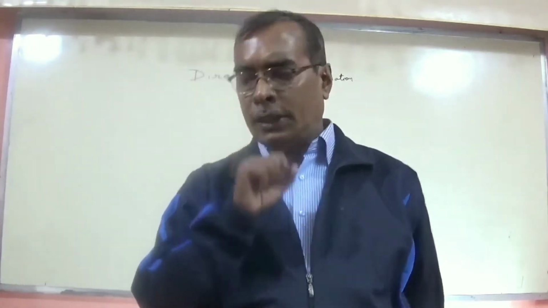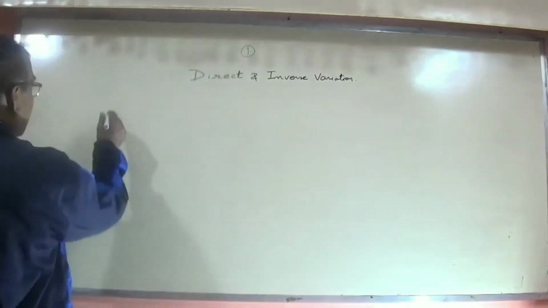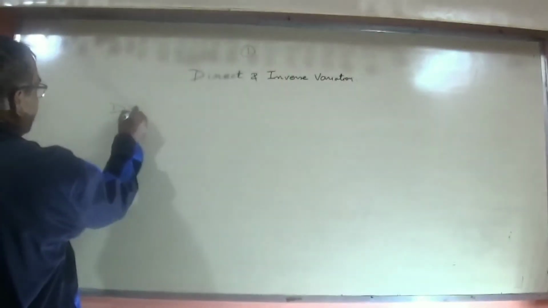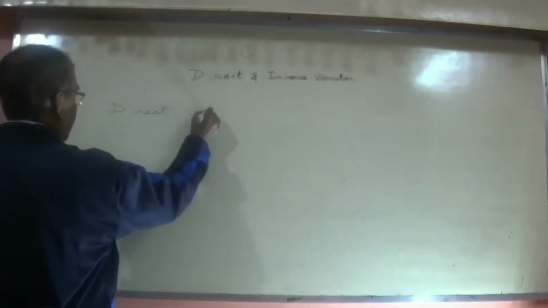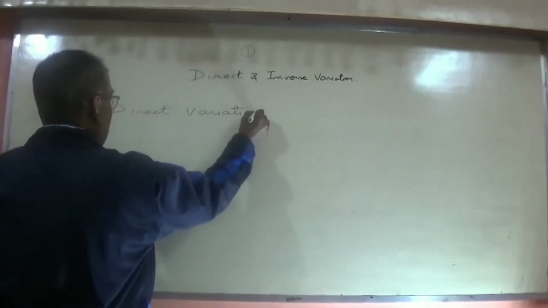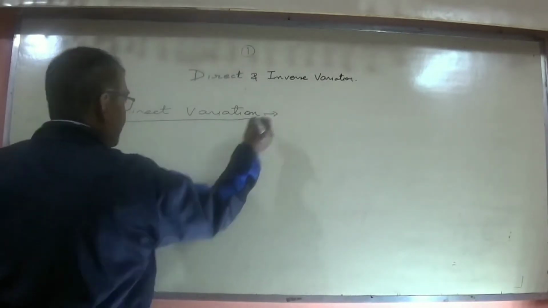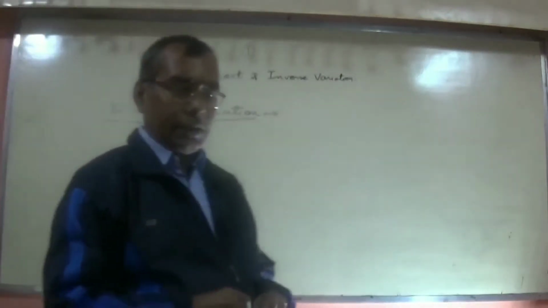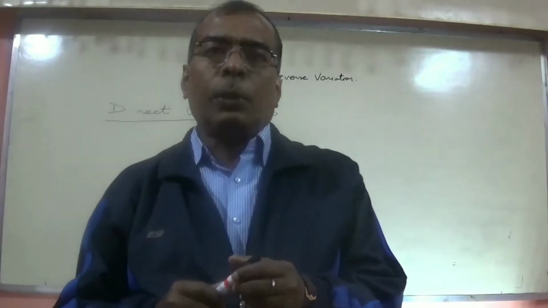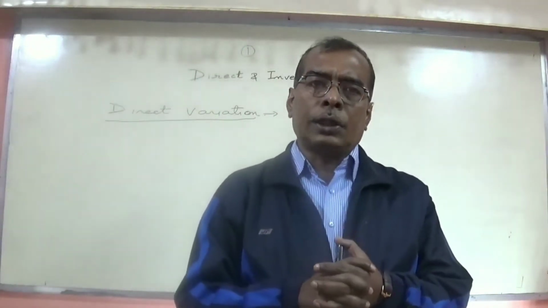What is direct variations? First of all, I am going to explain that here. Direct variations means, suppose two variables are there. The question is, what is the meaning of variables? Variables means two conditions if it is given.